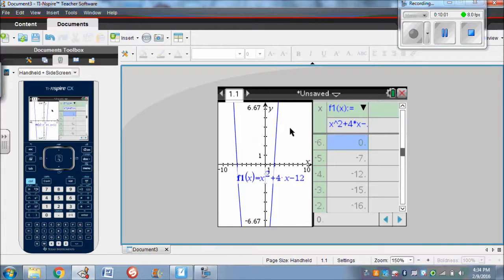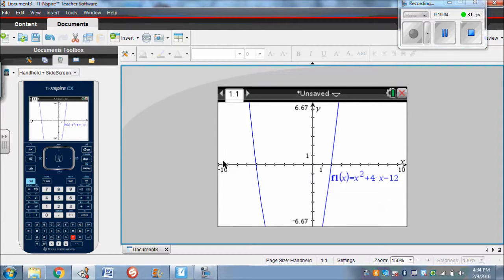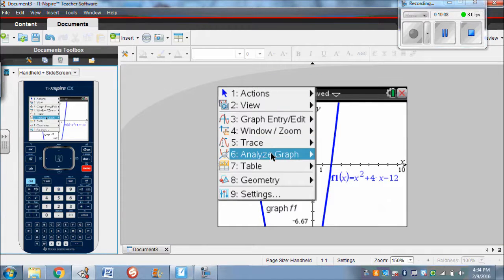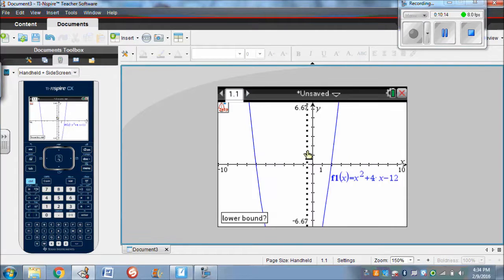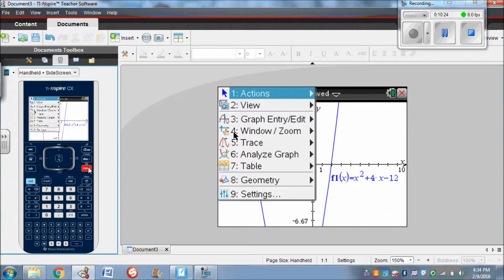on the calculator, if we didn't look at the table, you can also go to Menu, Analyze, and then what are we looking for? Oh, our new word here. We're looking for the zeros. So it starts asking you those questions. Lower bound means be to the left. Click it. Upper bound means be to the right. Click it. Oh, look at that. Do it again for the other zero.